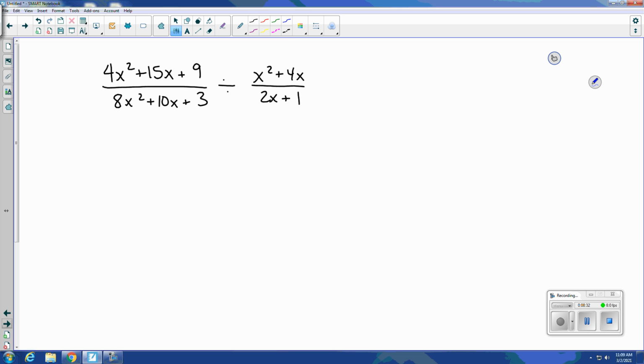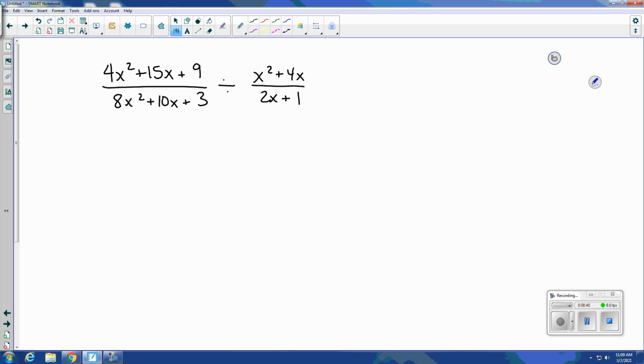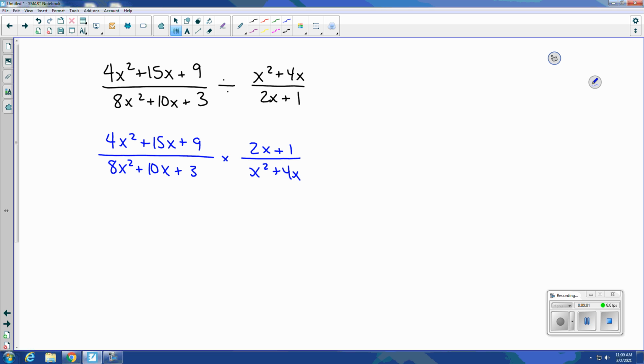Now let's jump over to a division problem with polynomials. Division, as we mentioned before, is the same thing as multiplication. So what we're going to do is reformat this problem, so that instead of dividing by this second expression, we're going to change it to multiplying by the reciprocal of that. This is our first move in division problems when we're performing operations on these rational expressions. So we're going to change this to multiplying by 2x plus 1 over x squared plus 4x.